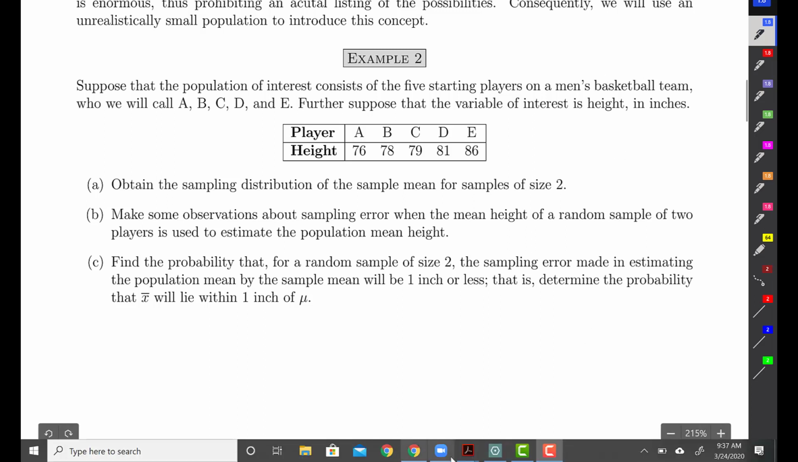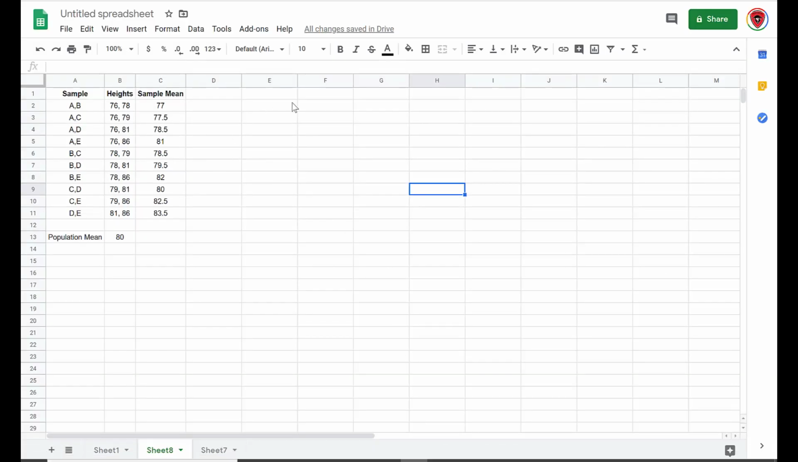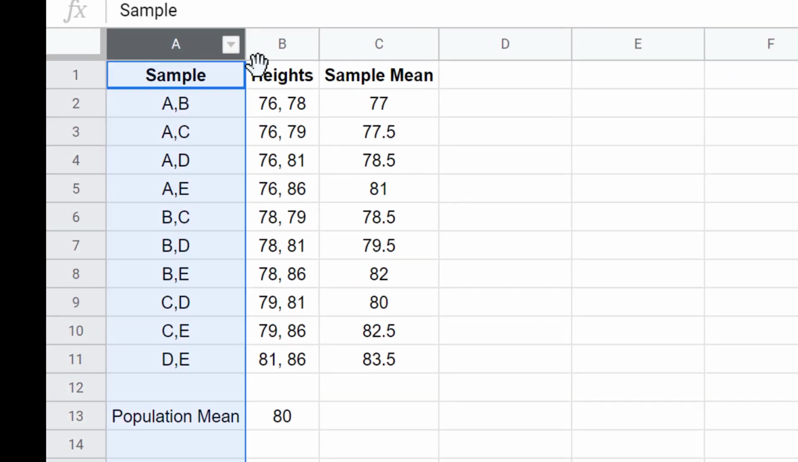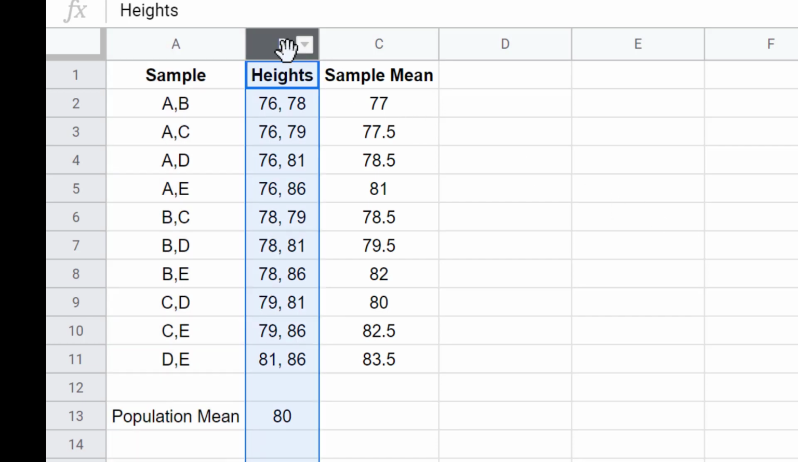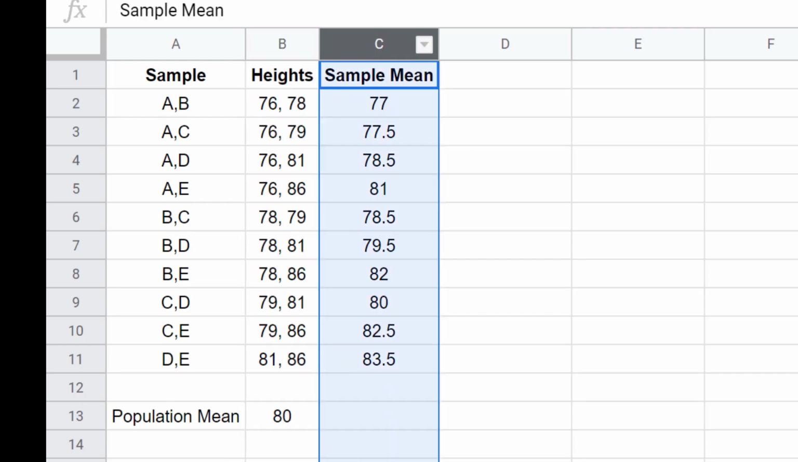I've gone ahead and put all this into a chart that we can look at instead of writing it all down. In the first column, column A, we have all the possible samples of size 2. We have player A matched up with the other 4 players, player B matched up with the remaining 3 players he can be paired with, player C matched up with the remaining 2, and then player D matched up with player E. And I've listed in column B their respective heights for each individual in the sample. And then the sample mean is indicated in column C.